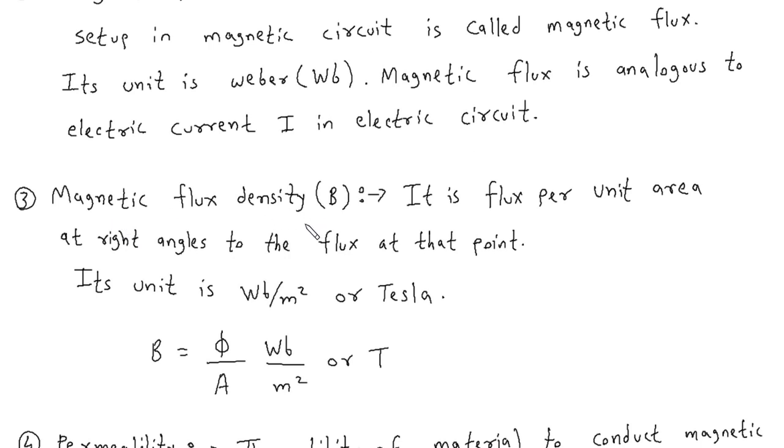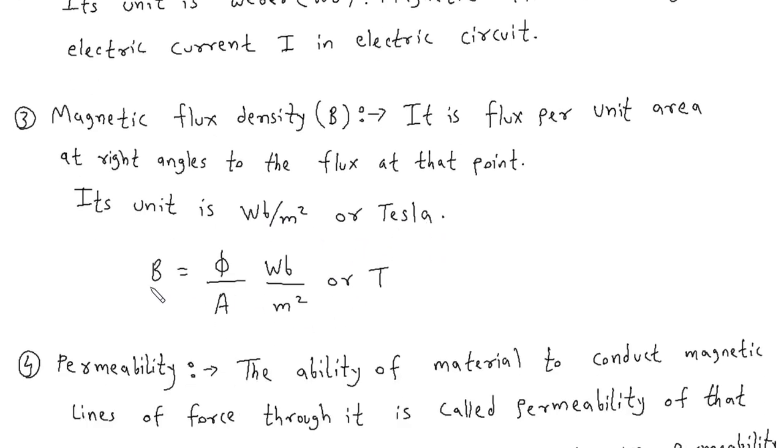Magnetic flux density, it is represented by capital B. It is the flux per unit area at right angles to the flux at that point. Its unit is Weber per meter square or Tesla. Therefore, the formula for magnetic flux density is B is equal to flux per unit area, which is phi by A. The unit of flux is Weber and the unit of area is meter square. So, the unit for magnetic flux density is Weber per meter square or Tesla.